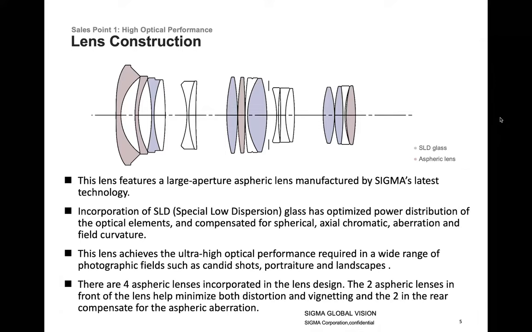Yeah, this is the lens construction. You can see how the lenses have been placed. You can see two dots, SLD and aspherical. SLD is special low dispersion glass, which is thin, which can allow more light to enter the sensor. So when the light is available, we get very good image quality. Photography is, you know, a combination of light. So whatever light input is available with 1.8, we can shoot excellent portraiture with this lens with background bokeh.